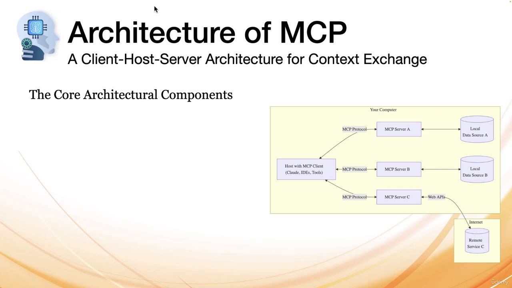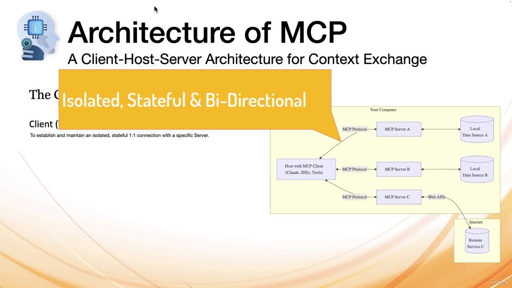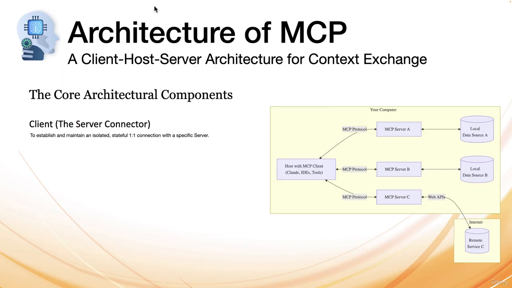The core architecture components of MCP: the client or the server connector. Each client instance is created and managed by the host, so clients are kind of like plugins that are loaded by the host application. Its primary role is to establish and maintain an isolated, stateful one-on-one connection with a specific server. This is needed because one host application may need to concurrently connect to and use several MCP servers.